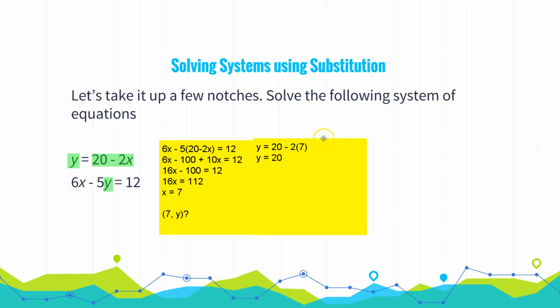Well, right now, this is a negative 2 times 7. Well, negative 2 times 7 is negative 14. And what is 20 minus 14? You should get 6. So we found that in order to solve these systems using substitution, these lines cross each other at the point (7, 6).